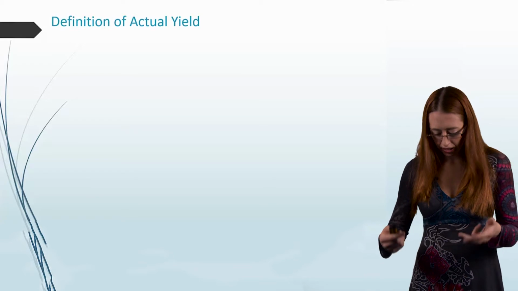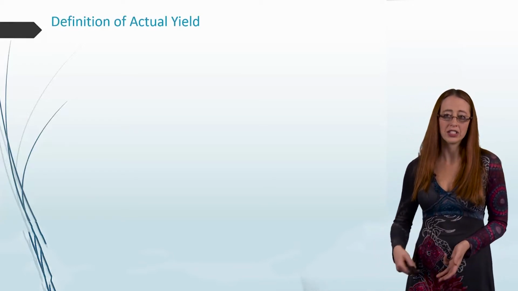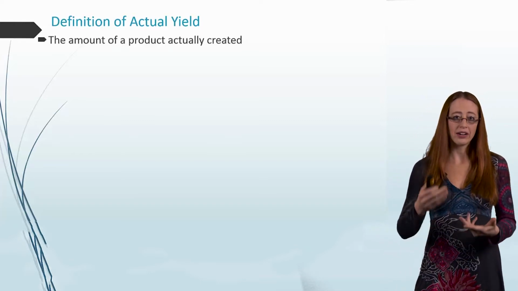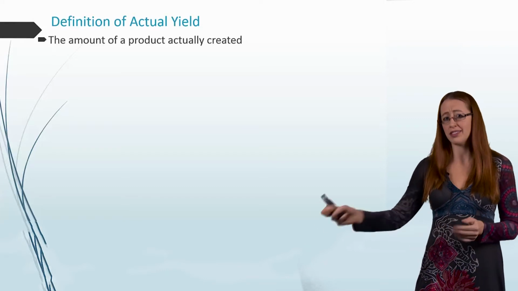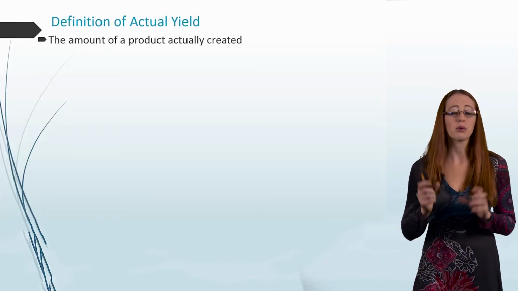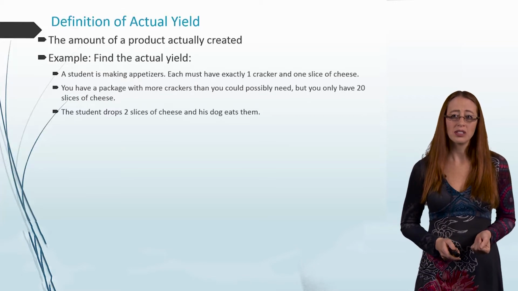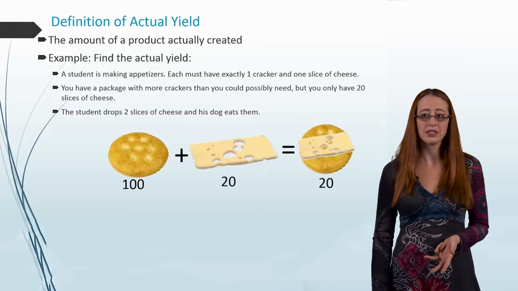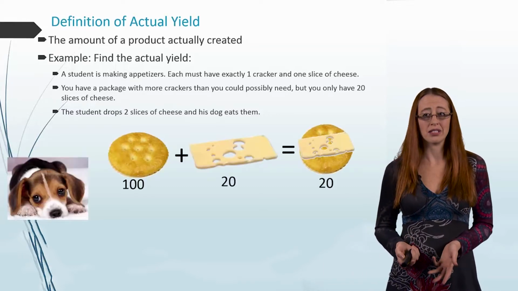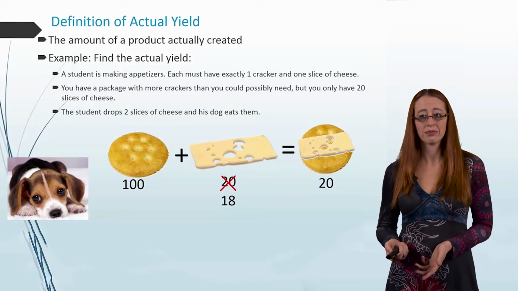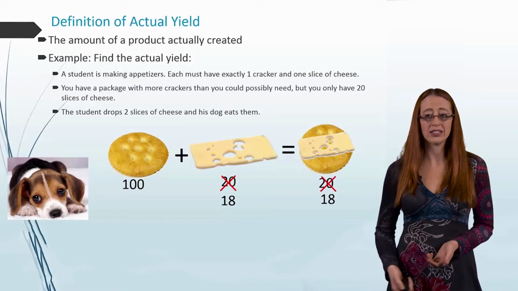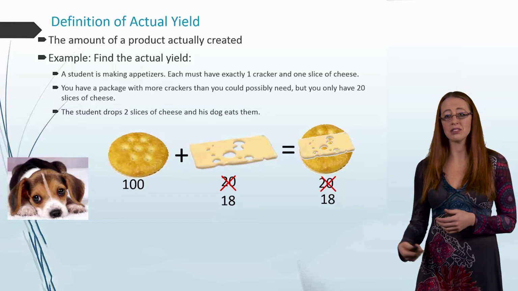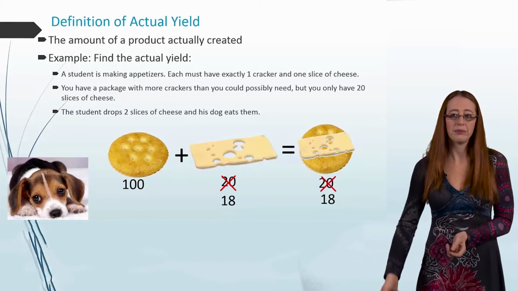However, actual yield comes into play when we're dealing with real chemical reactions where problems happen. So this is the amount of product that you actually create after human error, problems with efficiency, all sorts of things that you'll learn about next year that cause this. This is what we actually get. So let's take a slightly different example. We have the same student who's making the same appetizers with the same numbers, but a dog comes into play now, and it gets 2 of the slices of cheese. So now we can't make 20 appetizers anymore, we only get 18. So even though we should have had enough to be able to get 20 appetizers, something went wrong, something happened, and we end up with 18.